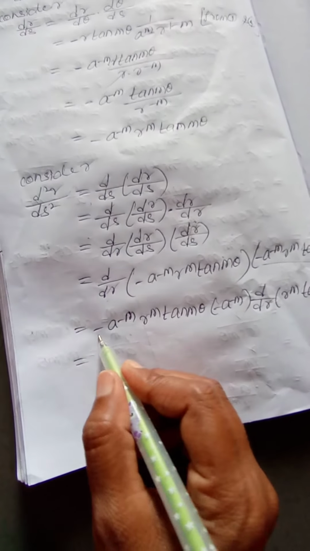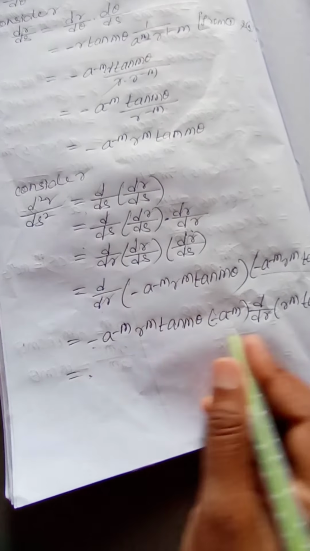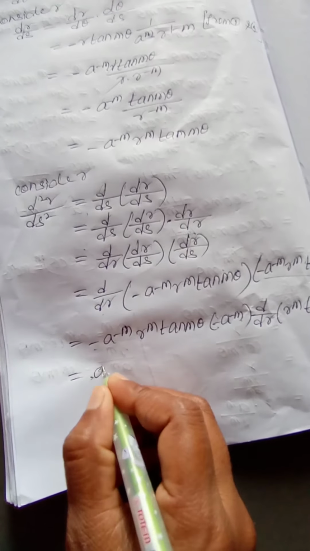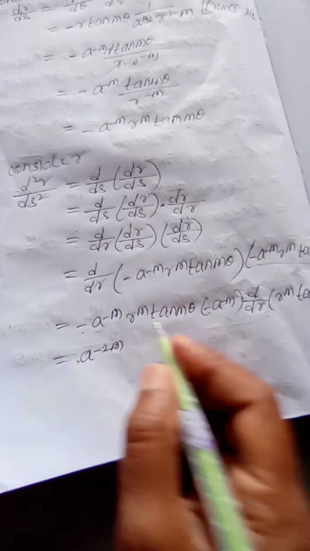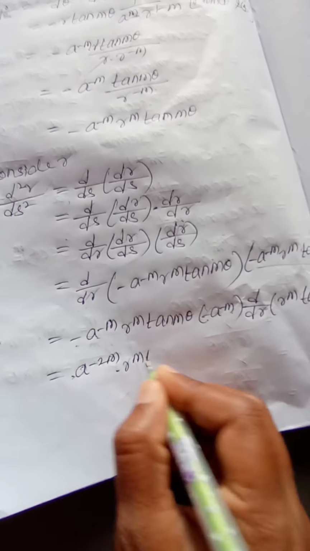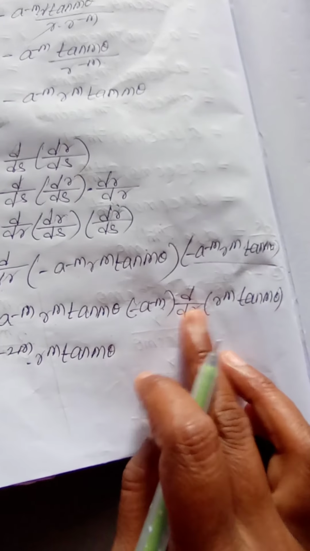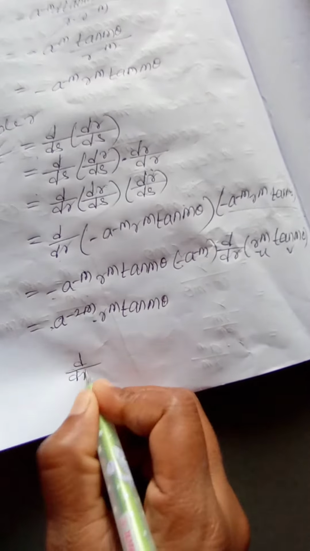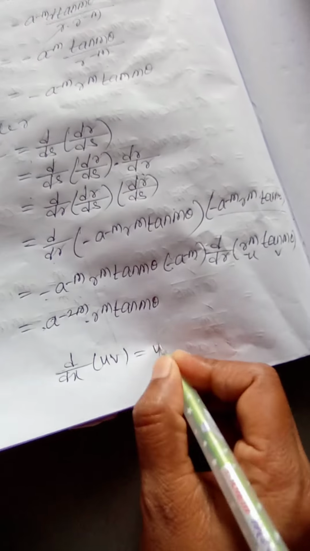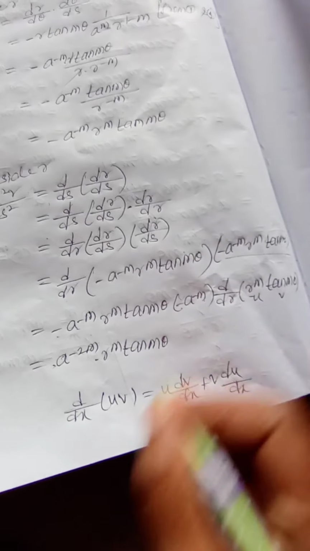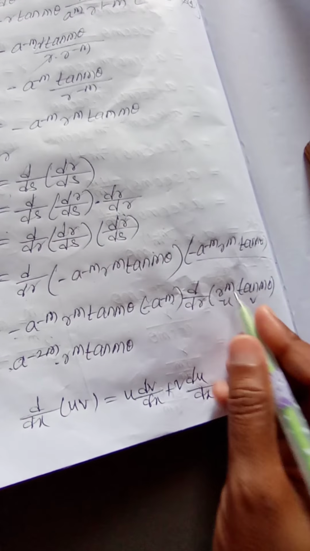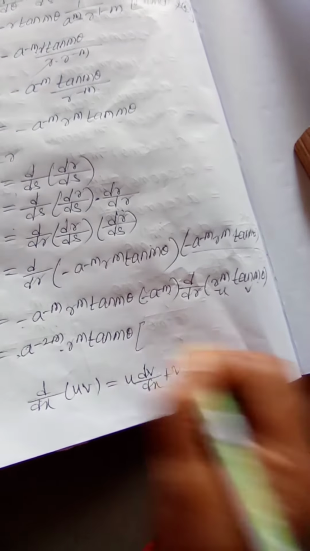So this is minus into minus plus, so a to the power of minus m, a to the power of minus m is a to the power of minus 2m. So base equal, power should be added. Next this is r to the power of m tan m theta. So it is in the form of d by dx of uv. So this is u, this is v. So here apply the d by dx product formula of uv: u into dv by dx plus v into du by dx. Okay, so this is u, this is v here.